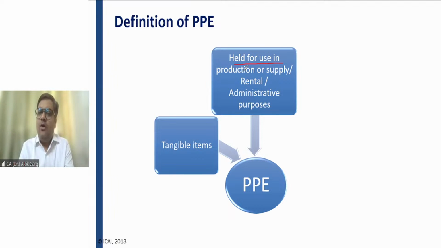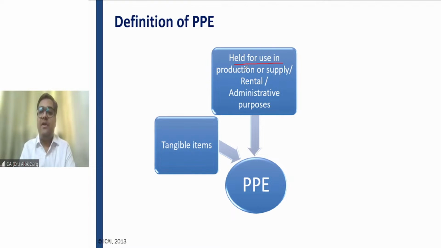These all machineries are on a rental basis. So one can use the machineries for their own production. One can use the machinery for giving it on a rental basis to earn rentals, right? So PPE are tangible items which are held for use in either production or supply of goods and services, or for rental purposes, or for administrative purposes like laptop computer.